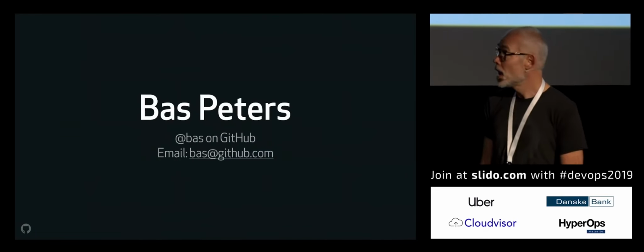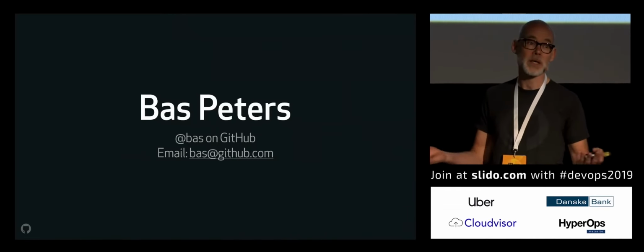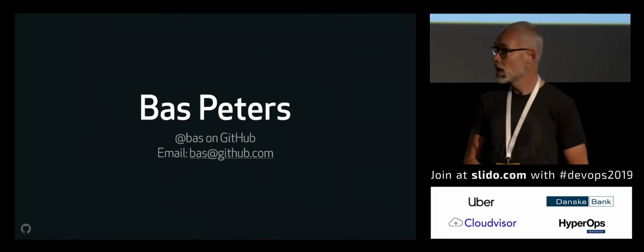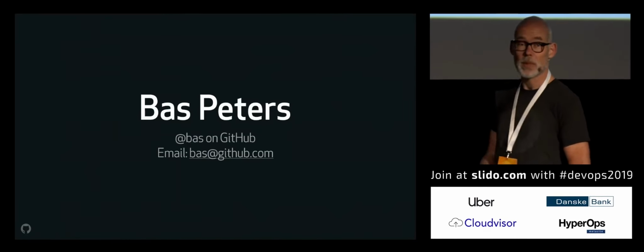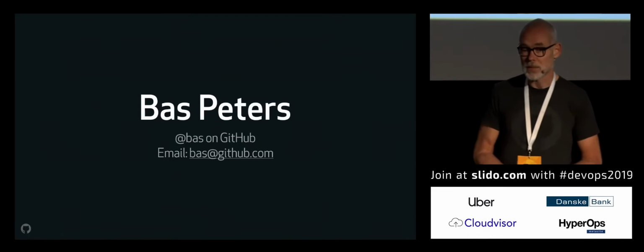I'm a solutions engineer at GitHub, and that means that I spend most of my time working with customers. I work mostly in the Nordic countries, but I'm based in Amsterdam, where GitHub has its European headquarters. There are about 20 people working from the Amsterdam office.